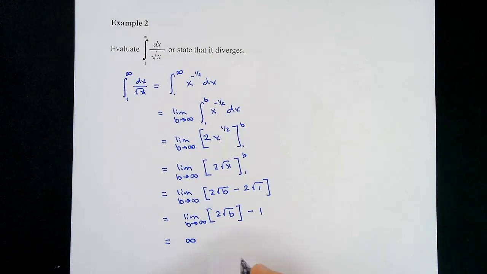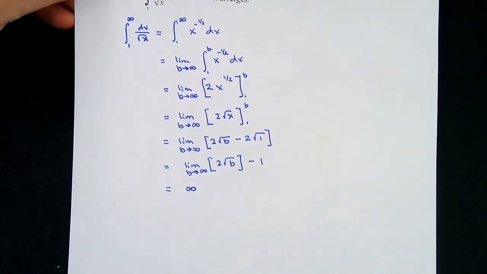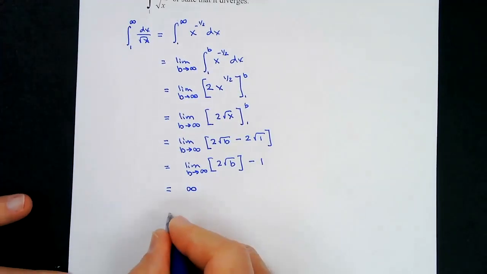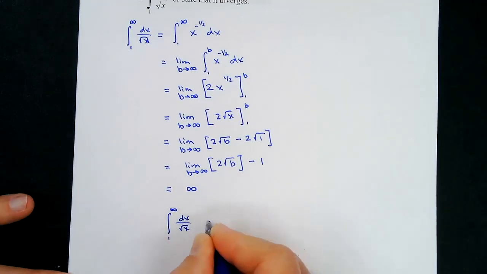So now, let me slide my paper up just slightly. What we can say is the integral from 1 to infinity of dx over the square root of x diverges.